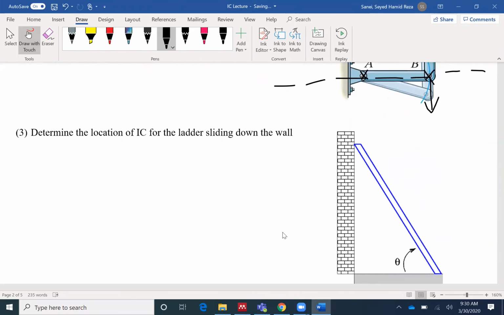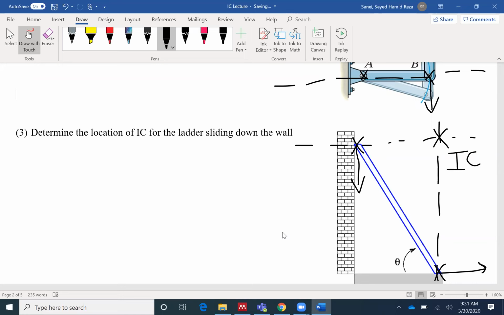Now let's look at another example. We want to find the IC for the ladder. To find the IC, we need to know the direction of velocity at 2 points. One point could be here, the other point could be here. Because of gravity, this one is going to try to fall down in this direction. This one will go in that direction. So these are the directions of the velocity. To find IC, I need to find the intersection of the perpendicular lines to this. So that would be my IC.